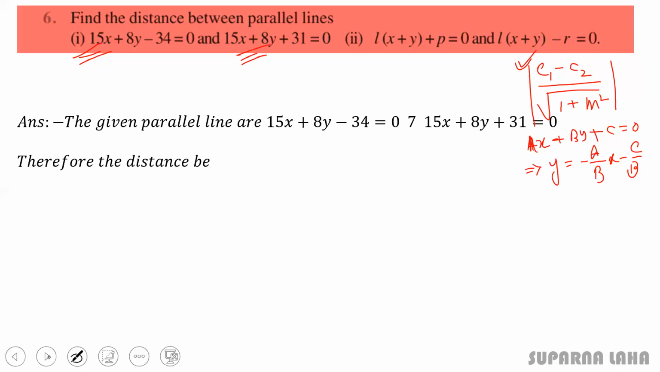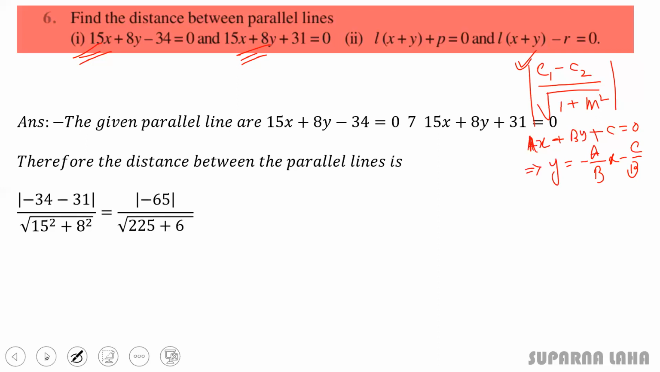Therefore, the distance between these two parallel lines is given by minus 34 minus 31 by root over 15 square plus 8 square. Now just take one of these equations, 15x plus 8y minus 34 is equals to 0.